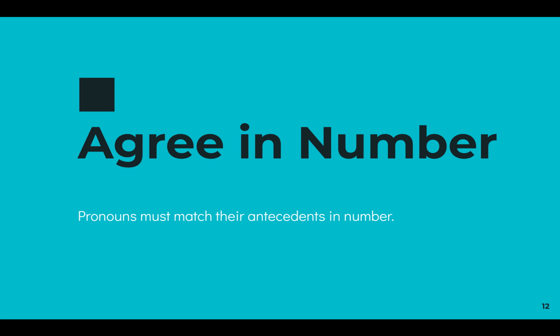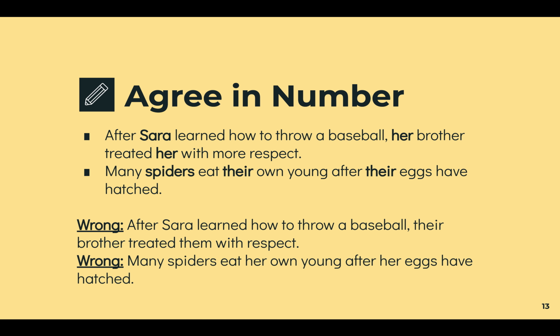Pronouns have to agree in number with their antecedent. The antecedent is the word that the pronoun is replacing. So after Sarah learned how to throw a baseball, her brother treated her with more respect. In that case, the pronoun is her, and it's referring to Sarah. There's only one Sarah. Her is a singular word, so there's just one her. So they agree in number.